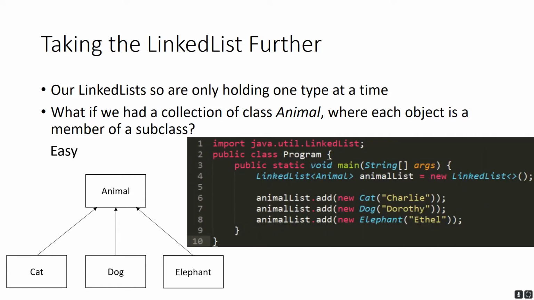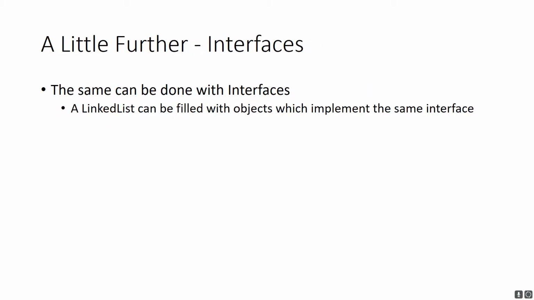Easy. So with these linked lists, and with the ones that we wrote, you can put the base class as the type. And then into this class, you can put anything which derives from that. So long as they're not abstract classes, of course, but that's just a general rule. So we can always add a cat into our animal list because we know that cat is a subclass of animal. So that's okay.